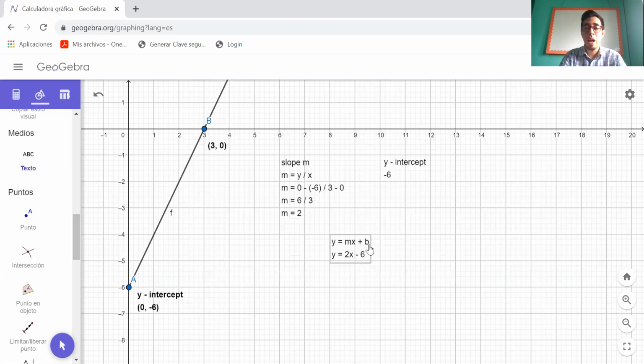Y equals mx plus b. So the equation is y is equal to 2x minus 6. I only replaced the values we obtained: a slope of 2 and the negative 6 as the y-intercept. And in the graph you have represented, the x is time and the y is temperature.